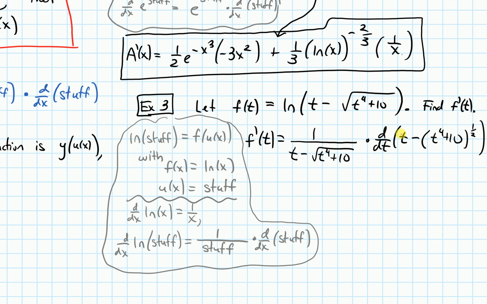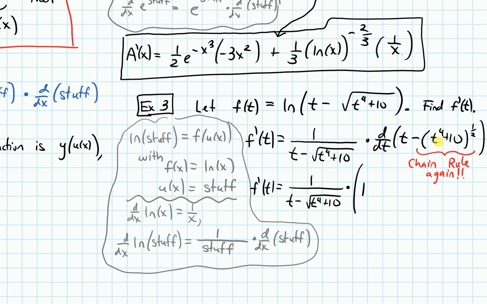So the derivative of t, well, that one's going to be easy. But the derivative of this whole thing to the 1/2, this actually uses the chain rule again. We actually need the chain rule again to take the derivative of that portion. Okay, so let's do this. So we have f prime of t equals 1 over, and we have t minus the square root of t to the 4th plus 10. So the stuff at the front, that just stays the same. Okay, but now I have to multiply this by the derivative of everything in this parentheses. The derivative of t is 1.